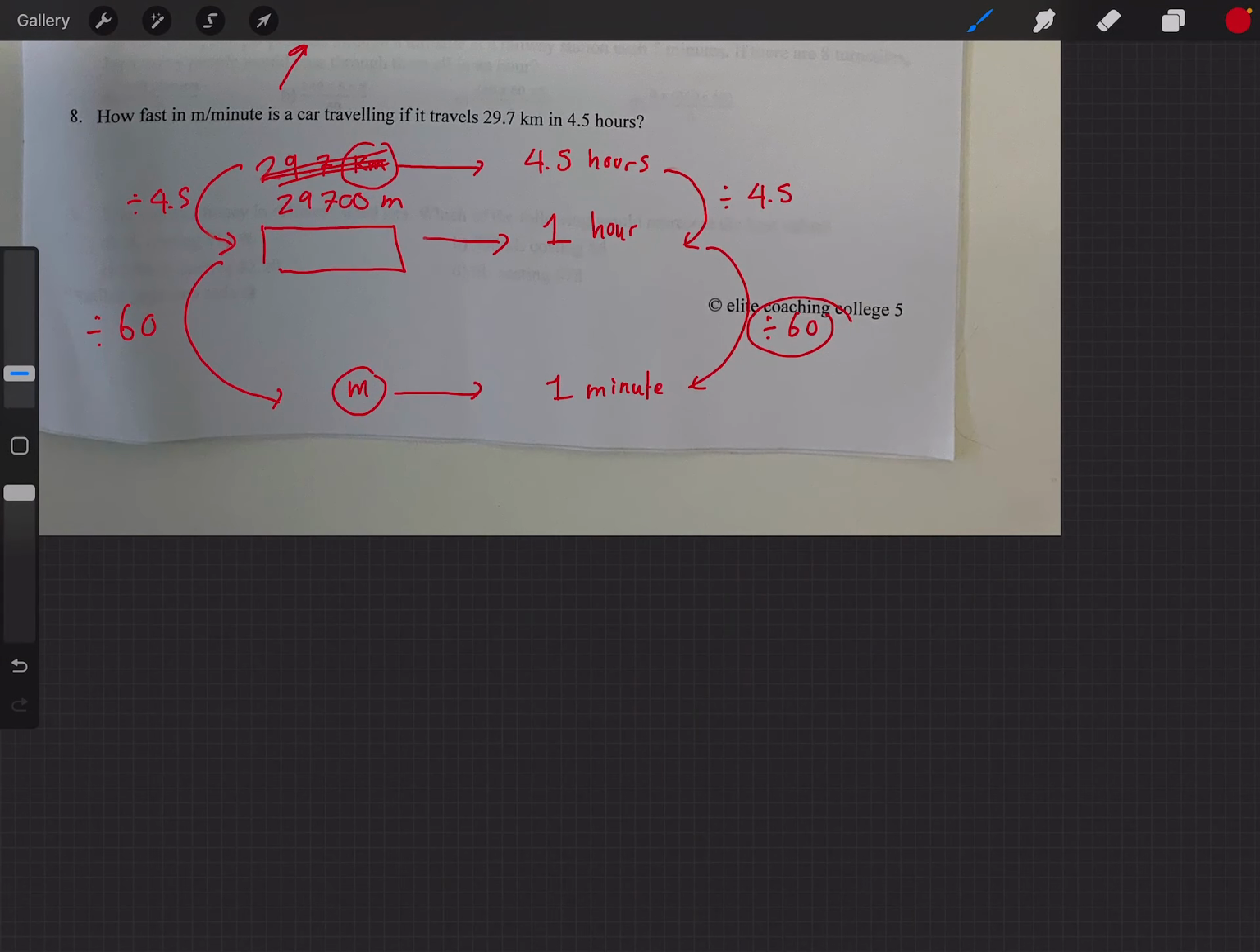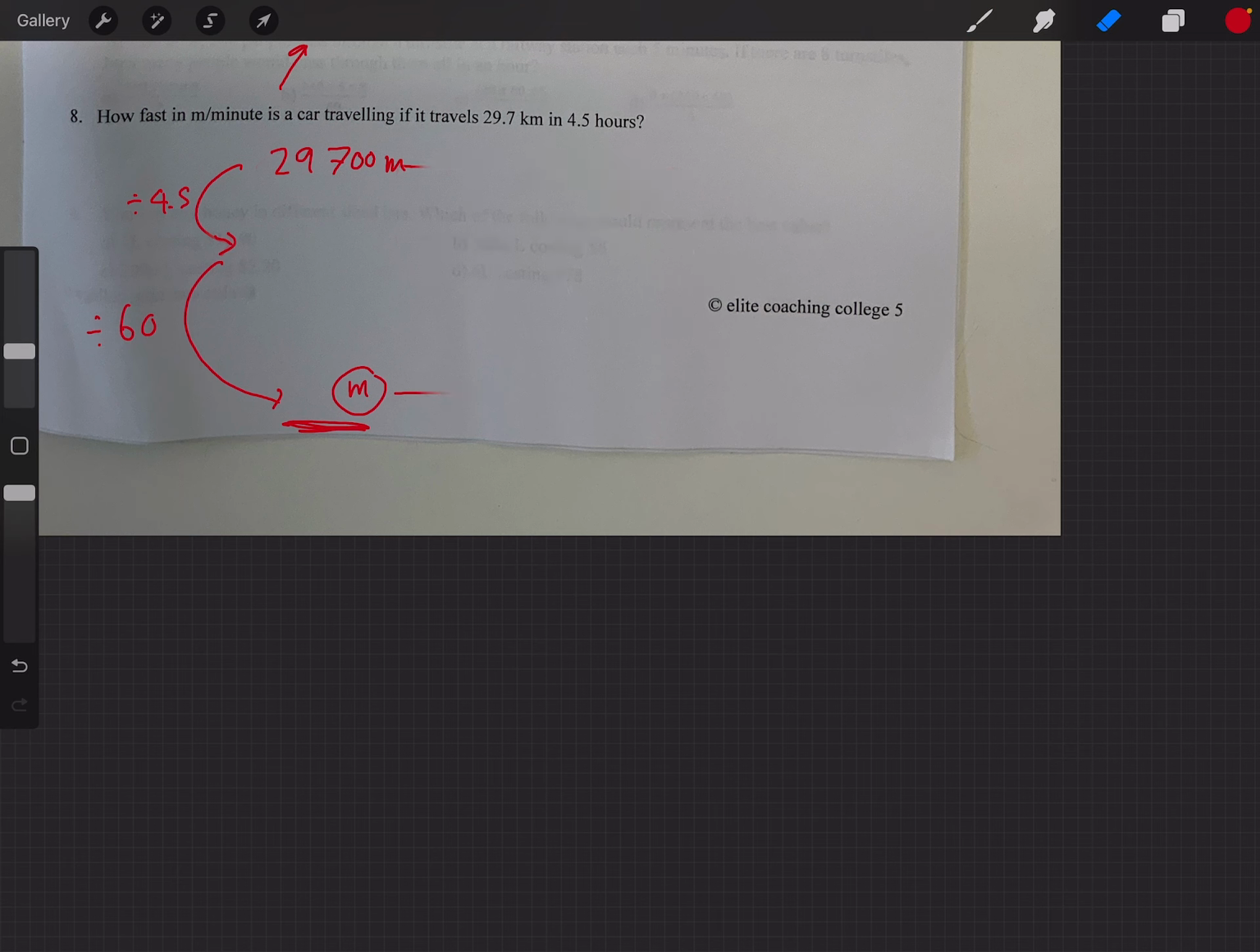I'll show you how to do this with fractions, okay? So what we've got to do is this. Let me just rub this part out, and I'll clear this up a little bit. 29,700 meters. Once you divide, because it's in meters, your final answer will also be in meters. So that's just easier. Don't worry about the rest. Let's just work on this part here. You're going to take 29,700 and divide it by 4.5.